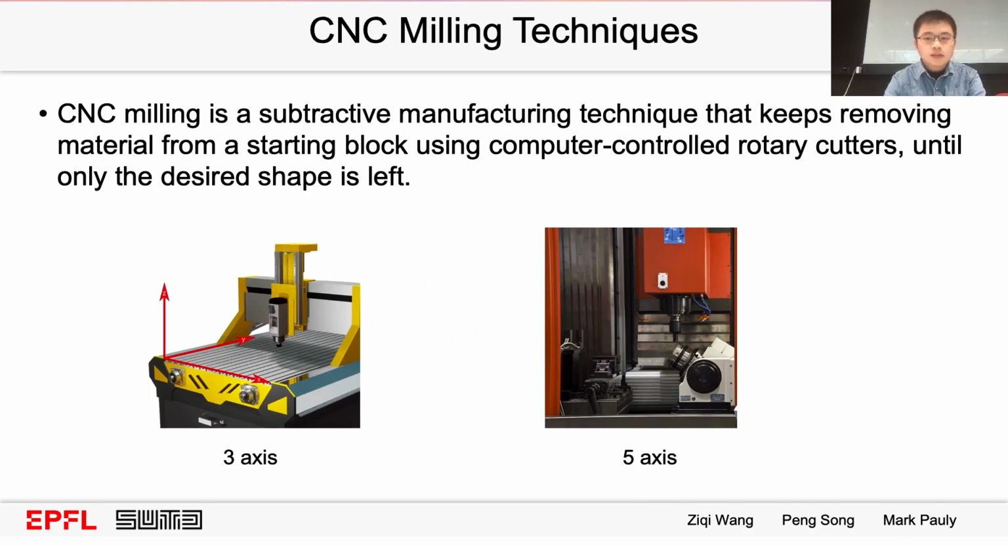CNC milling is the process which subtracts material from a starting block. The machine is less constrained by the material and enjoys a higher manufacturing position compared with 3D printing. According to how many degrees of freedom the milling bit has, we have 3-axis, 5-axis, or even 5+ axis machines. A 3-axis CNC machine is the most affordable and user-friendly choice for home users.